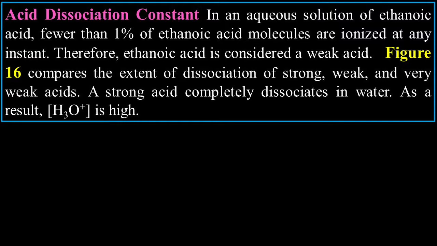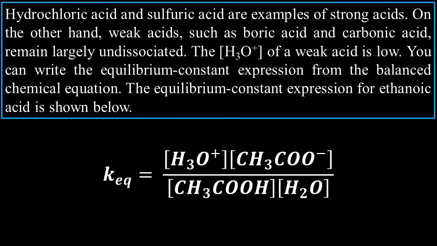Acid dissociation constant. In an aqueous solution of ethanoic acid, fewer than 1% of ethanoic acid molecules are ionized at any instant. Therefore, ethanoic acid is considered a weak acid. Figure 16 compares the extent of dissociation of strong, weak, and very weak acids. The strong acid completely dissociates in water as a result of the hydronium ion being high. Hydrochloric acid and sulfuric acid are examples of strong acids. On the other hand, weak acids such as boric acid and carbonic acid remain largely undissociated. The hydronium ion of a weak acid is low.